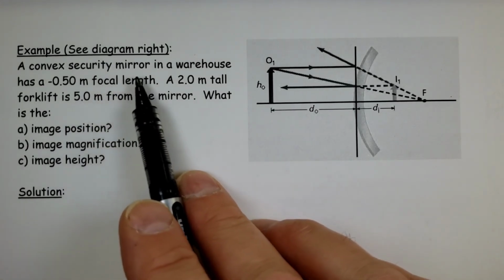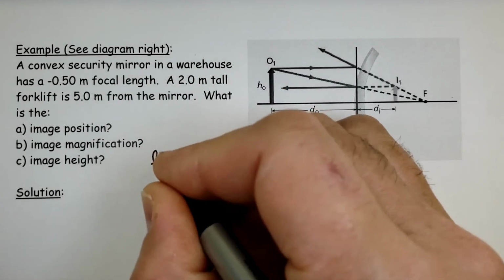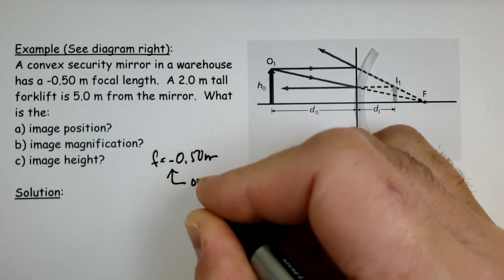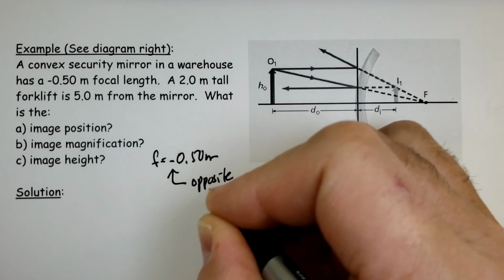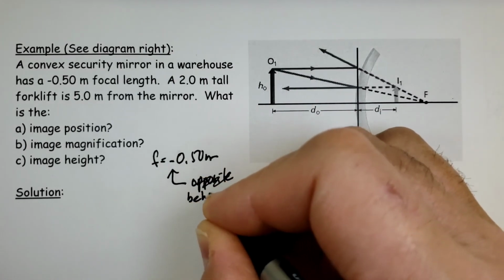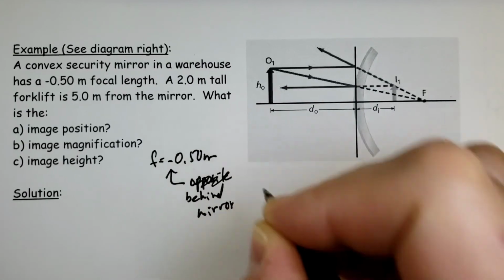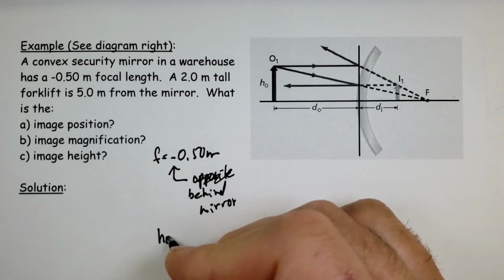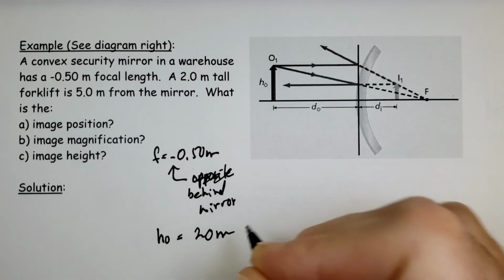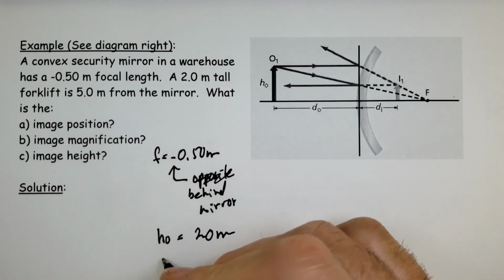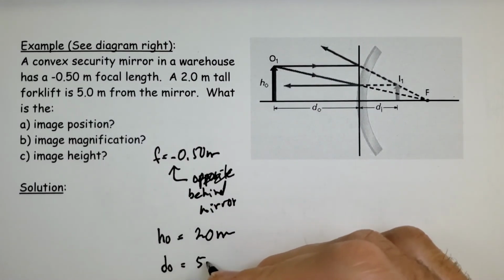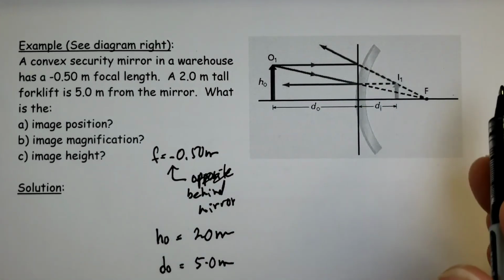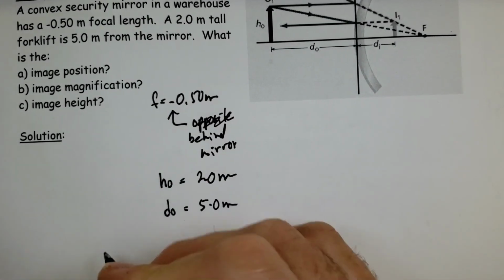So a convex security mirror in a warehouse has a focal length that is negative 0.5 meters. So opposite, or I could say behind mirror, I suppose. Behind mirror. A 2 meter high forklift, so that's HO, the object height, is placed 5 meters from the mirror, so that's object distance. And of course that's positive because everything on this side is positive, everything on this side is considered negative. So image position, we're looking for DI.